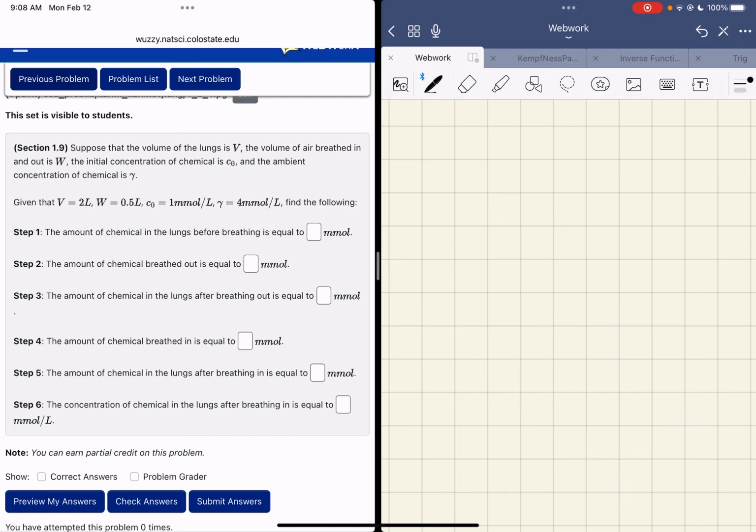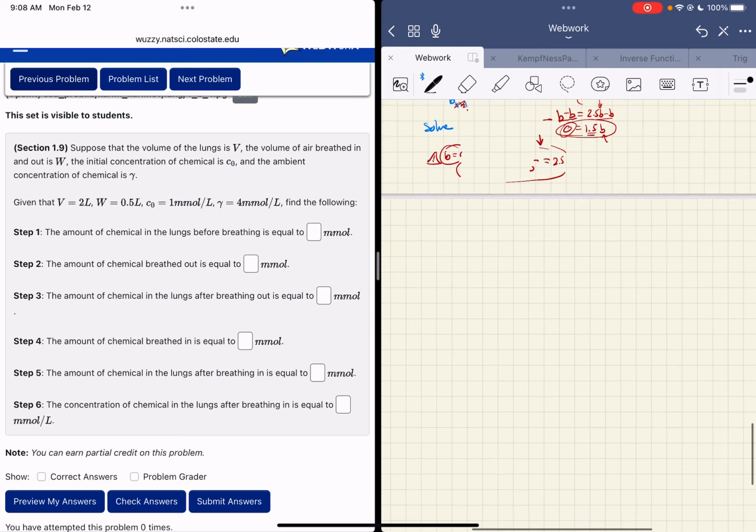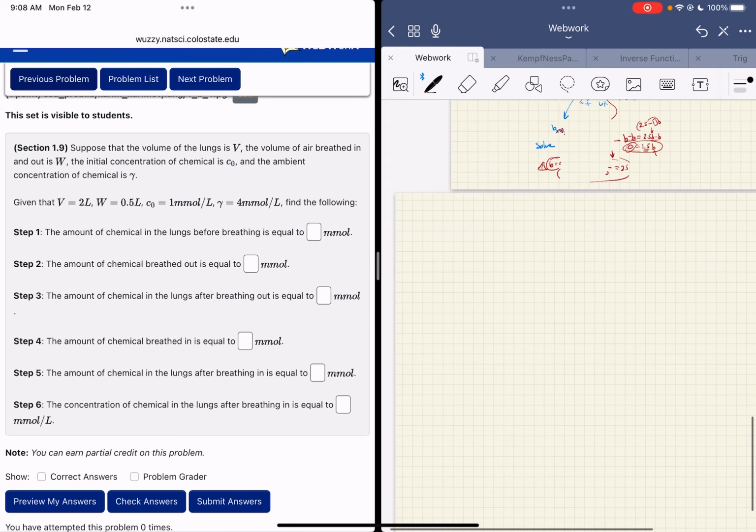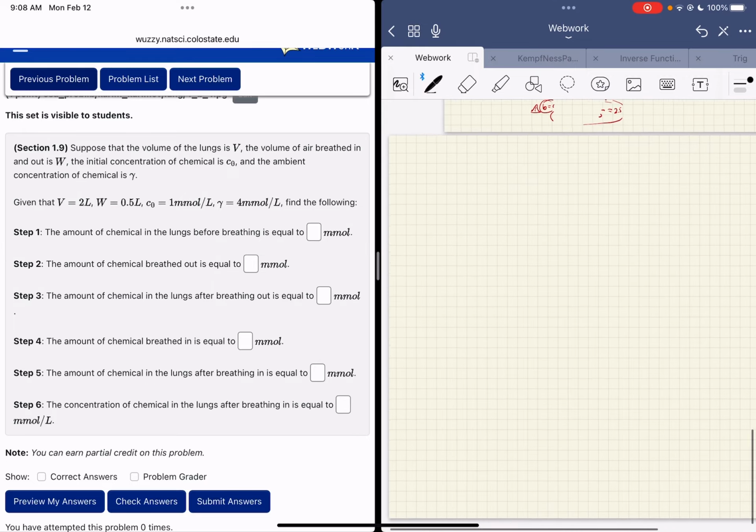So this one I also need to, if you look at my old playlist, there's a lung model video from like 2022 or 2023. I can't remember.